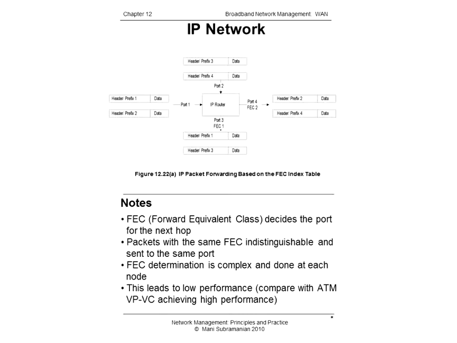As you can see in this figure, this is IP packet forwarding based on the FEC index table. So the incoming packets 1 and 3 basically generate the same FEC and are transmitted over port 3. And packets 2 and 4 generate FEC2 and exit out of port 4.